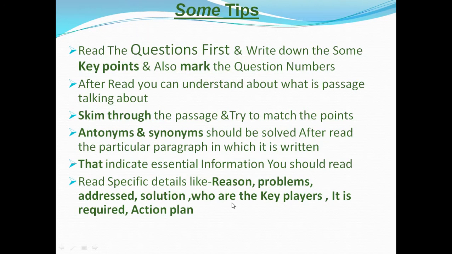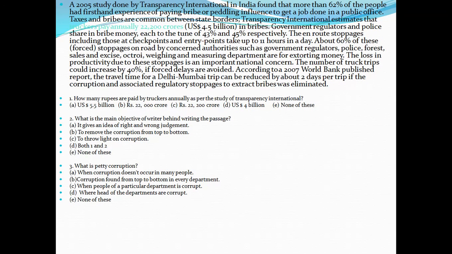So let's start the passage. As I have told you, please read the questions first, and after that solve the passage. Then begin. The first question is how many rupees are paid by truckers annually. You have to note down the keywords "paid by truckers annually" and also indicate the question number. The second question is what is the main objective of the writer behind writing this passage. You can understand this by understanding all the paragraphs.